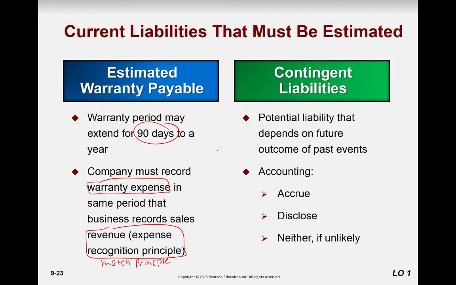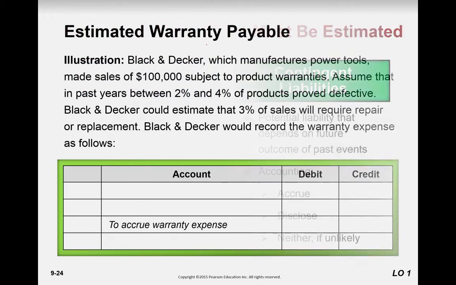Then contingent liabilities, it depends on future outcomes for past events. Pay attention because you'll probably have to identify this on your exam. This might come up as an exam question. So in accounting, what we have to do is accrue, disclose, and you don't have to do anything if it's unlikely, but we'll go through some of that now.